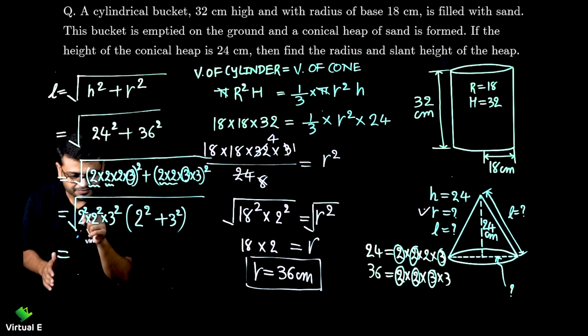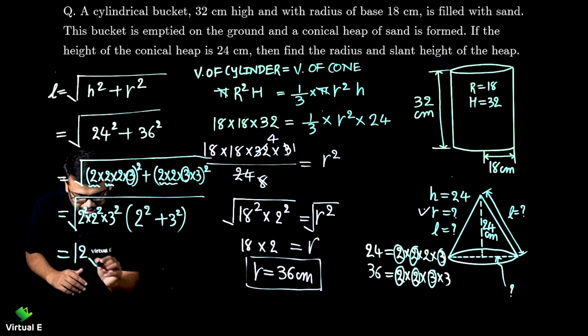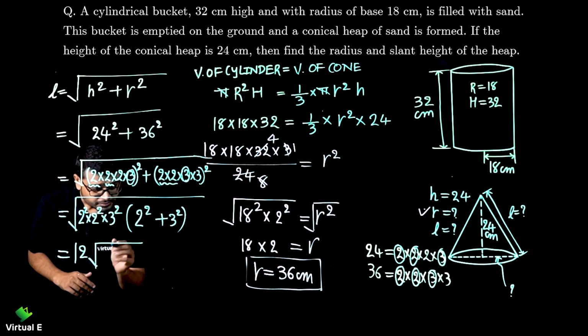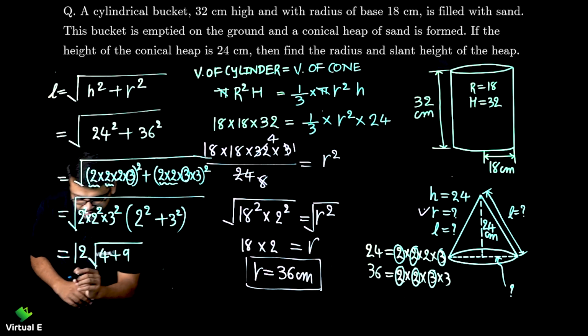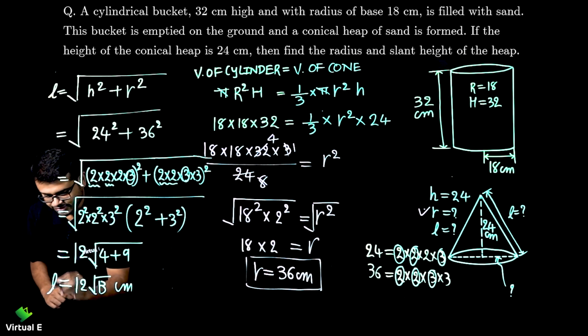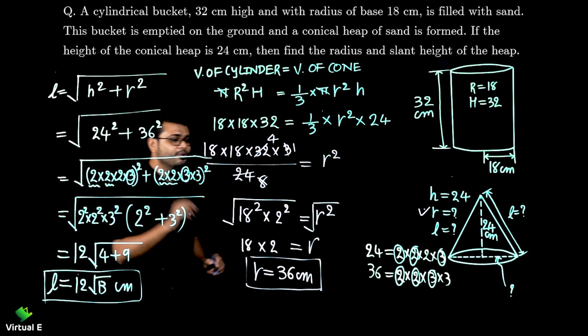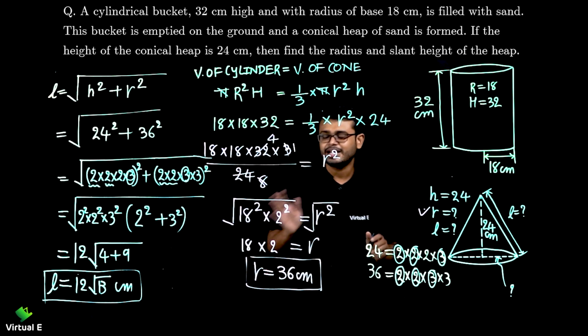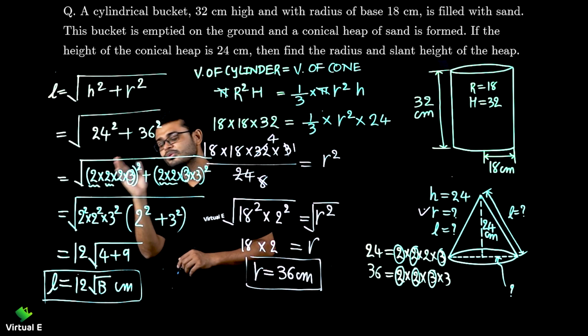Simple. So what's left? 2 2 2, that is 2 2s are 4, 3s are 12, and square root of 2 square is 2 and square of 2 is 4, and here square of 3, which is 9. So 12 square root of 13 centimeter, that's the value of L. This is a simple way. If you are very good at the factors, then you will enjoy this calculation. It's easy to do, but you need to keep the logic in your mind. You don't need to make mistakes.